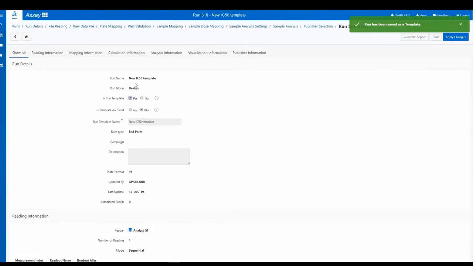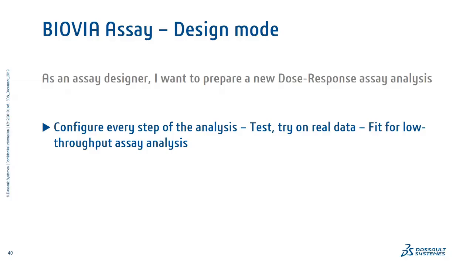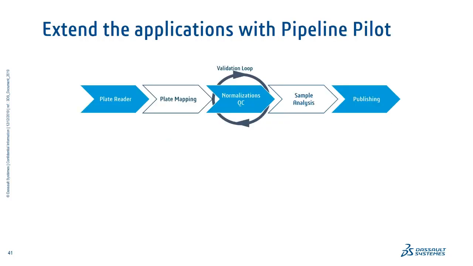So the key principle of assay from that standpoint, going from design to execution, is that the same tool is used by both the designer and the screener executing a run after that. So to have a coherent definition of the data processing of your raw data. As an assay designer, I configure every step of the analysis. I can test, I'm trying on real data. It can fit from low throughput to high throughput analysis. No problem about that. But I know exactly how my analysis will be performed going further.